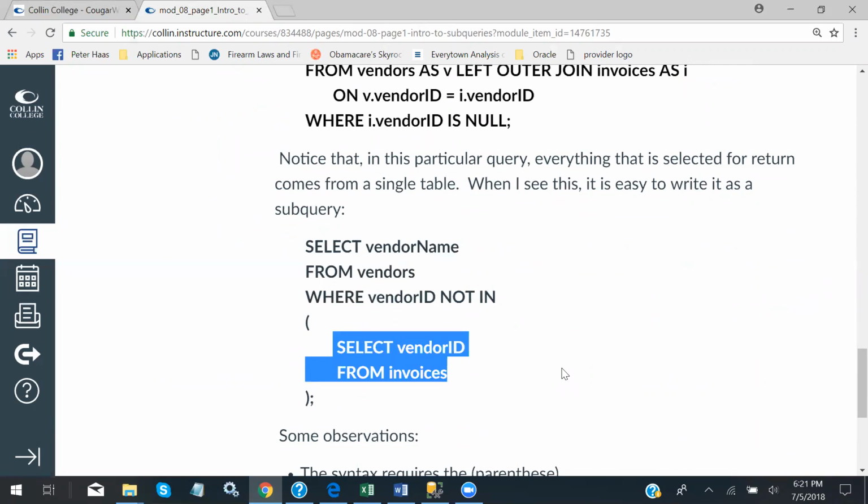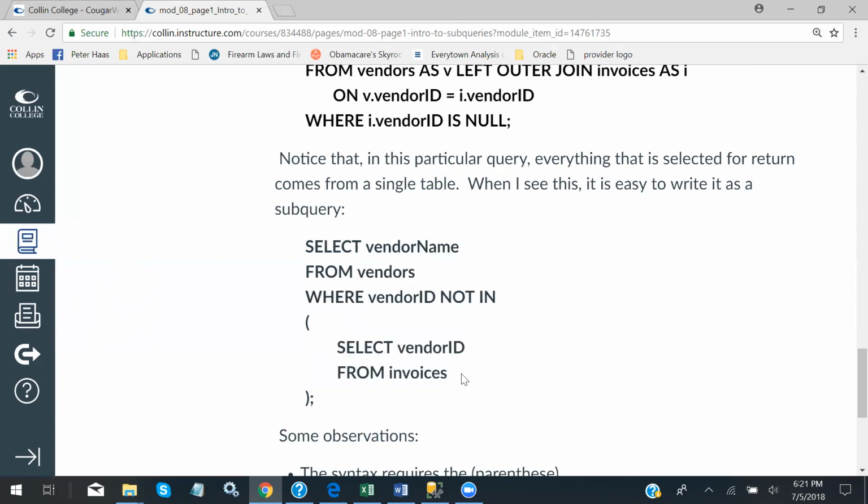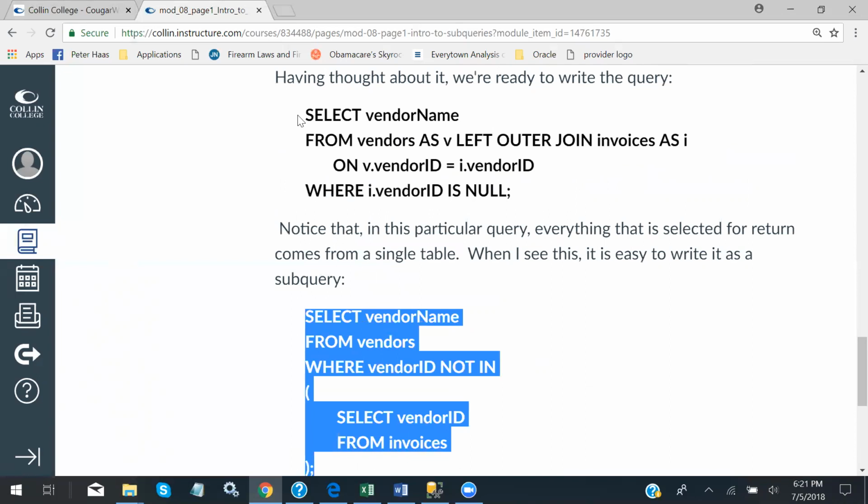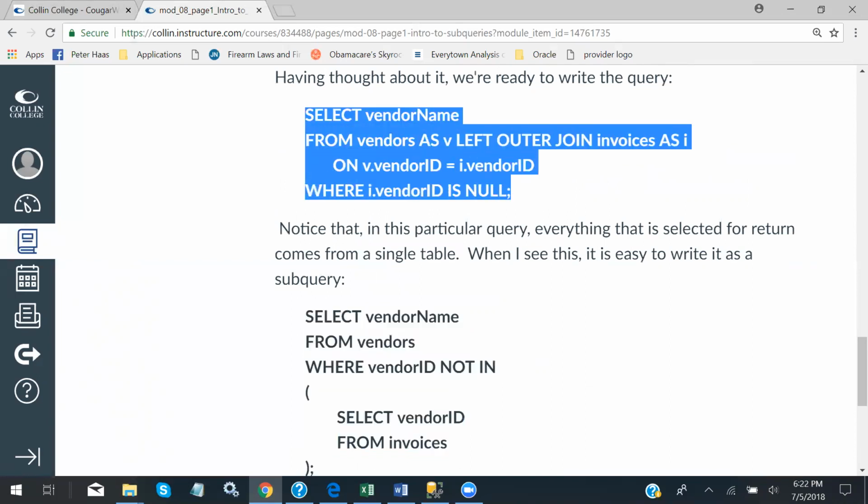You can find out, but the bottom line is SQL is a declarative language, and all you're really doing is specifying what you want the answer to look like. So I want the answer to look like this: I want all the vendor names that don't have invoices. This is one way to specify that. Here is another way to specify the same thing. I don't know which one will run better.